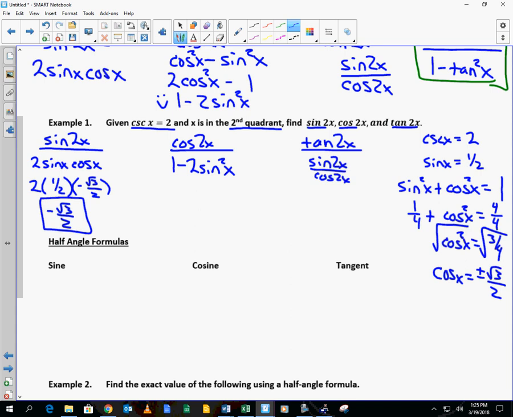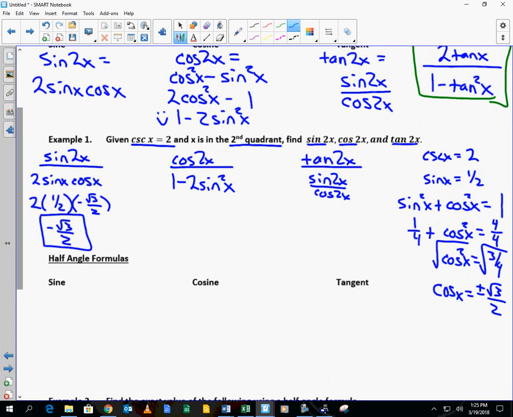Yes. If I take sine of x and I multiply it by 2, I would get 1, right? It's not 1.